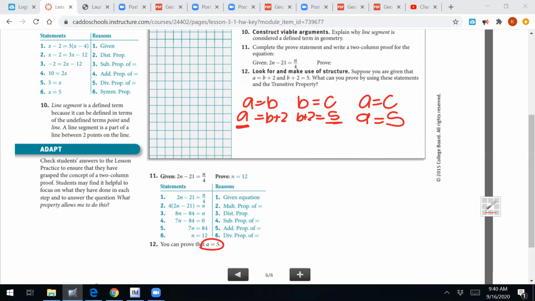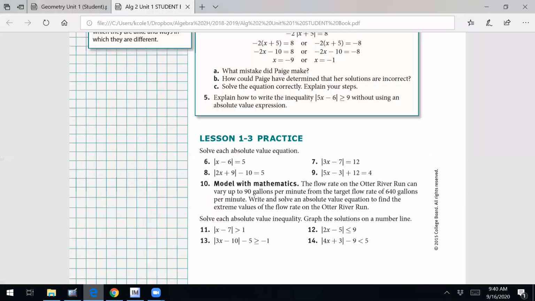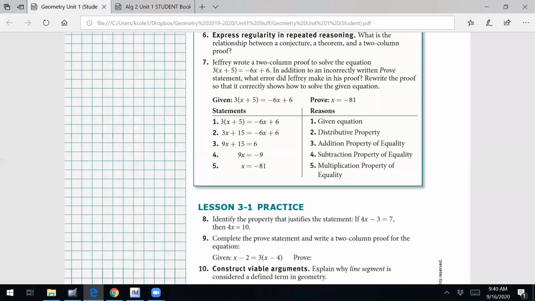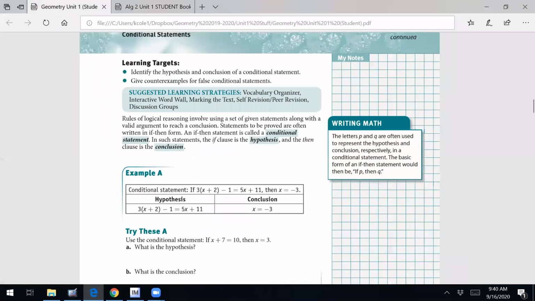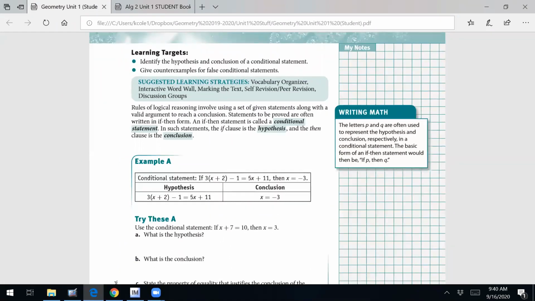Perfect. Okay, so the next thing that we're going to do is flip over in our book to our next lesson, which is 3-2. That is going to be on page 29. Page 29. Nope, that's not the right page. What page am I looking for, y'all? Page 36? I'm in the wrong textbook. This is Algebra 2. Okay, so yes, it is.